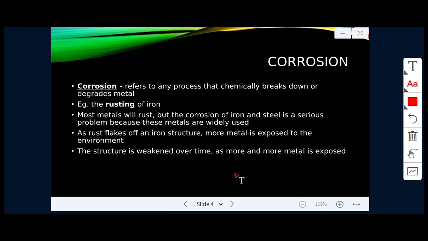What happens is, as the rust flakes off an iron structure, more metal gets exposed to the environment, and therefore more of it will rust. Overall, over time, the structure is weakened as more and more of that metal is exposed.